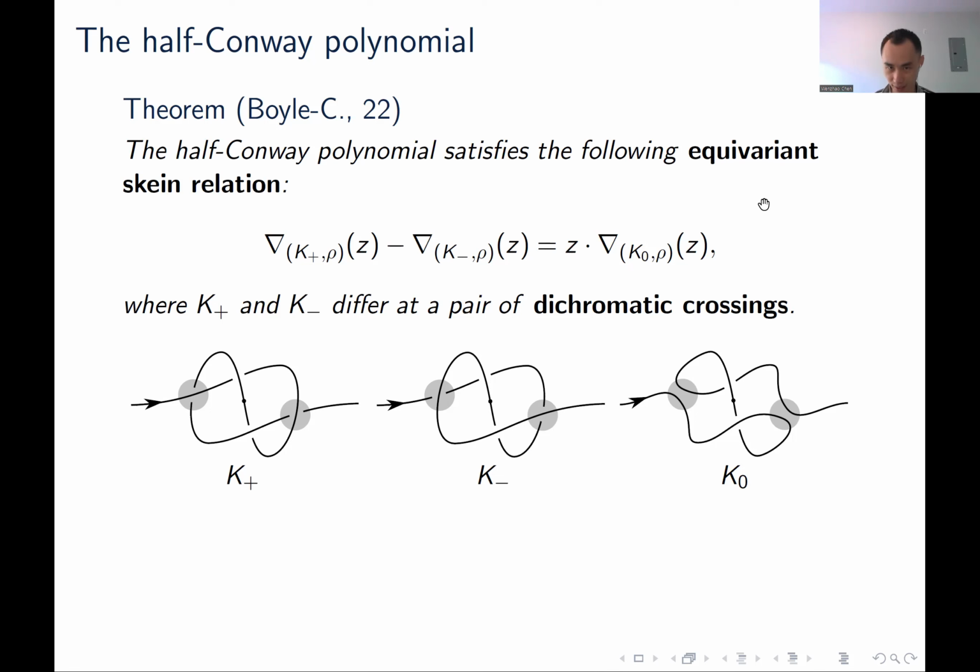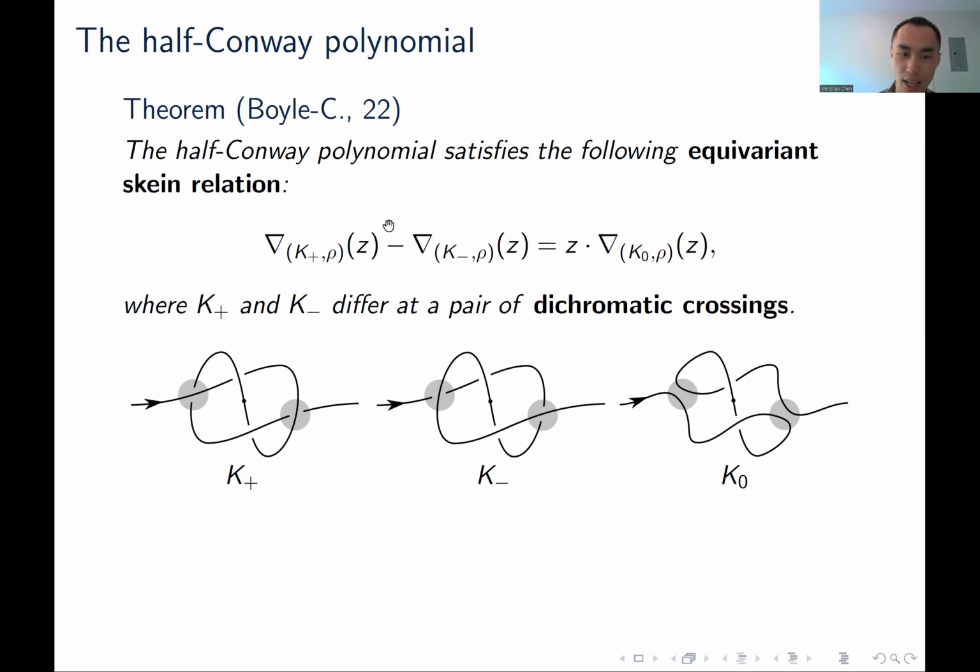And so this is what I call the diagrammatic approach to the half-Conway polynomial, because just like you can compute the Conway polynomial using the skein relation, you can do it the same way here for the half-Conway polynomial. You can just keep applying this equivariant skein relation to reduce the computation of half-Conway to knots without dichromatic crossings. In those cases, the half-Conway polynomial is very simple.